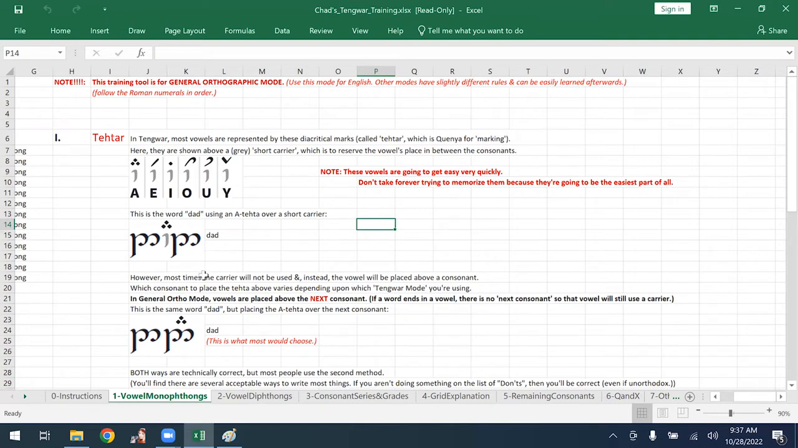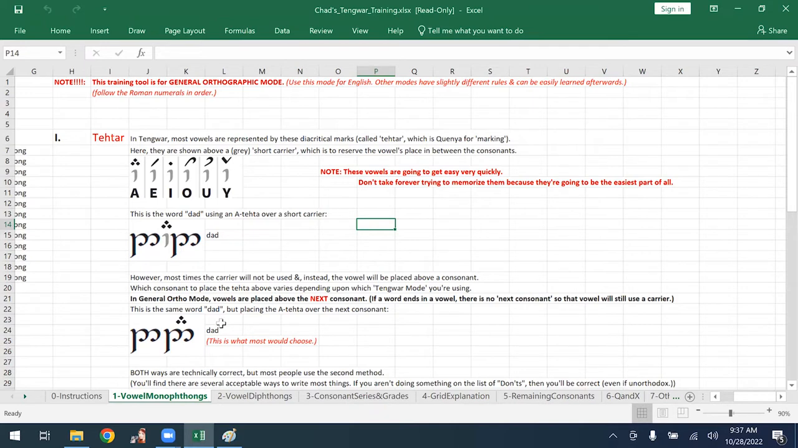But most of the time, you don't put the carrier there. The carrier is only there if there's not another consonant to throw the vowel above. For instance, right here, you've got D, A, D. In general orthographic mode, the vowels are placed above the next consonant.